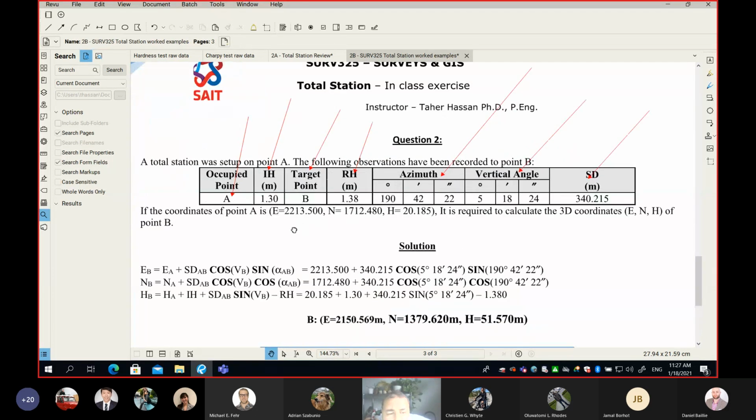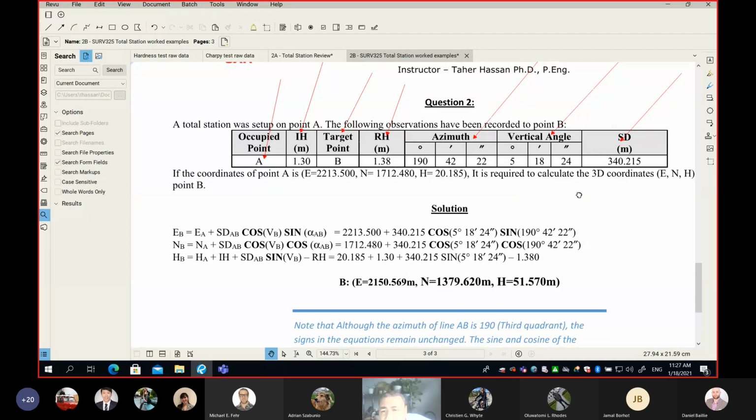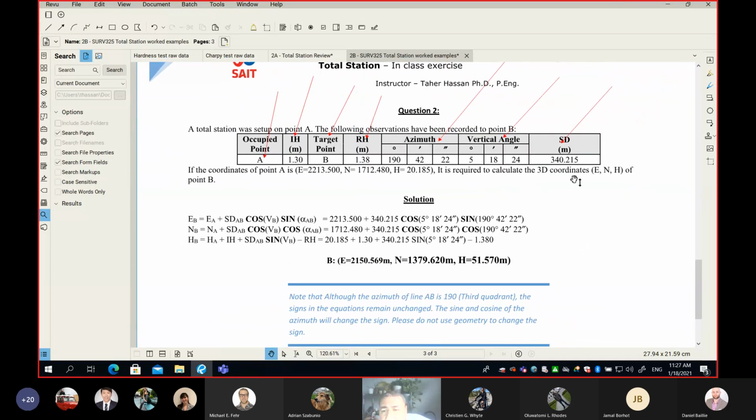Now you can see I also gave you here the coordinates of point A. So that's the coordinates of the occupied point, easting, northing, elevation. And really the question is very simple: please find for me the coordinates of point B.